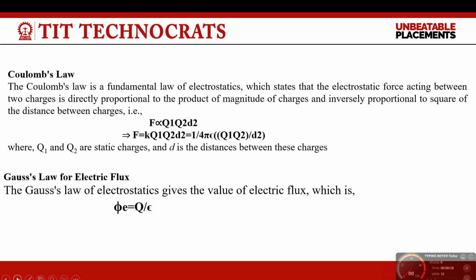Now the next topic is Gauss law for electric flux. The Gauss law for electrostatics gives the value of electric flux, which is phi E equals charge upon epsilon naught, that is permittivity.